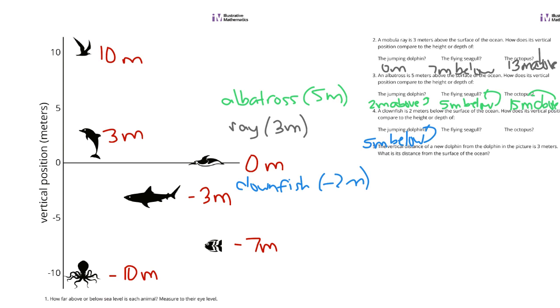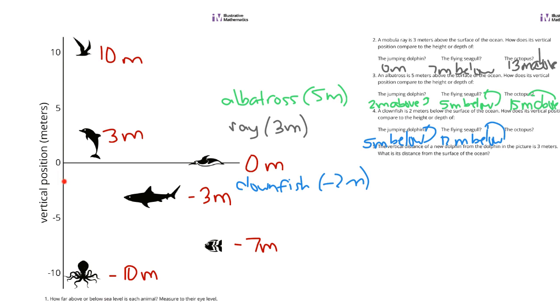The seagull, way up high in the sky, is at 10 meters, and the clownfish is way down here. So from 10 to 0, that's a distance of 10. And then 2 more meters takes us to negative 2. And so we're 12 meters below this seagull.